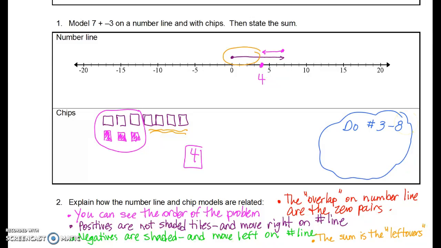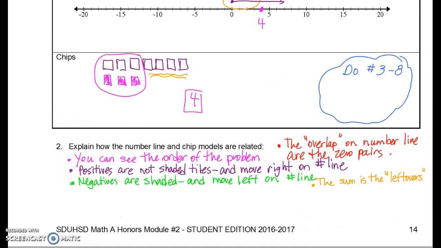They work the same way. When you're finished with number 8, which is at the bottom of the next page, please start the video again to see if you got the answers right. So please pause the video now and do numbers 3 through 8 on the next page. Okay, let's see how you did.